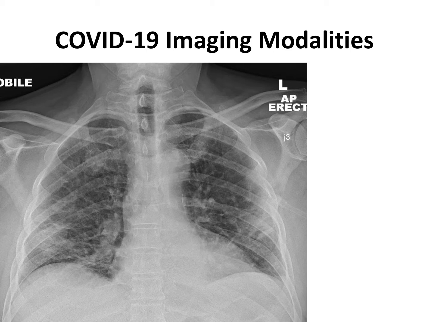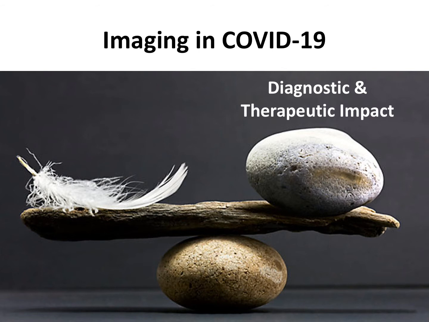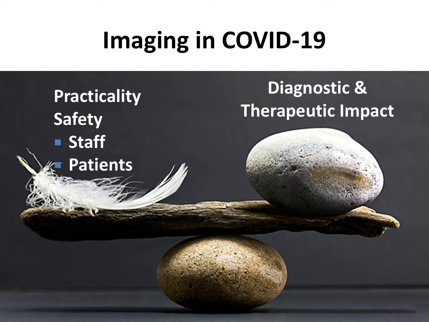The imaging modalities we have available to us include the chest X-ray and CT, which I'll talk about briefly towards the end of my talk. For an imaging test to be utilised, it should have both diagnostic and therapeutic impact. We may have an imaging modality which is highly sensitive but may be impractical and unsafe for staff and patients. And as we'll mention towards the end, I think that is largely the case for CT. It should be limited to patients where it is going to have an impact.